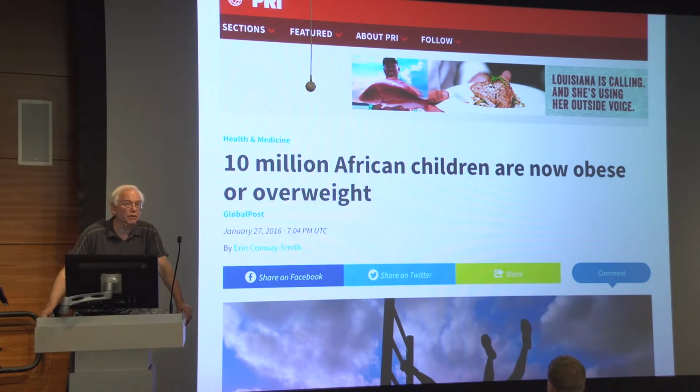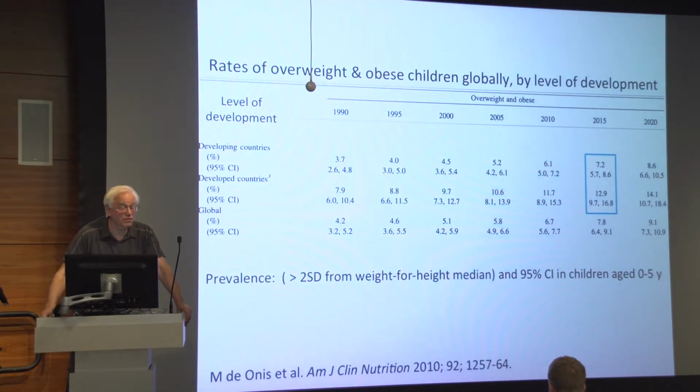Now, it's not just in developed countries. There's a big problem in developing countries. This is from public radio, just to announce the problem. 10 million children in Africa are now obese. This slide, which may be difficult to see from the back, looks at rates of overweight and obese children globally by level of development. This is in children under 5. And I apologize, it's so small, but it's just because I made it on Saturday. The prevalence in developed countries is 12.9%, and in developing countries it's 7.2%. So it's clearly further along in developed countries than developing countries. But if you look at these data, where the developing countries are today is where the developed countries were 25 years ago. So it's consistent with the idea that it's the same phenomenon, but they're lagging by 25 years.